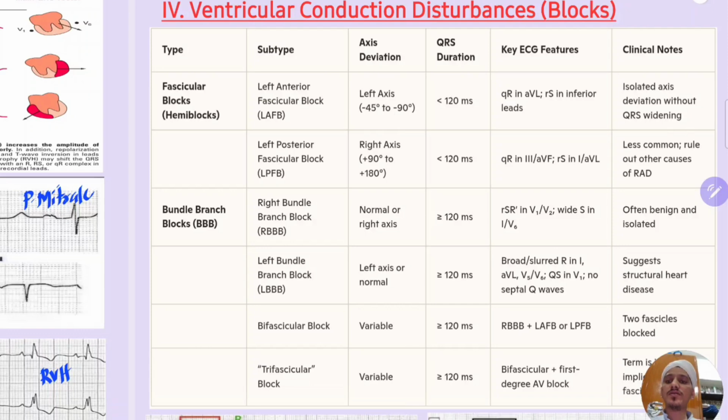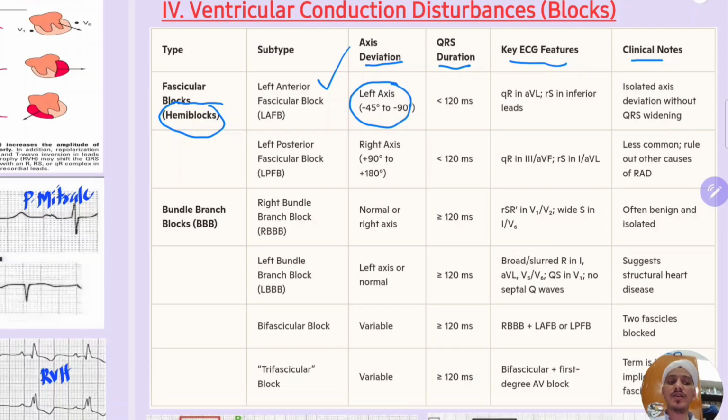Coming to the fascicular blocks, also known as hemiblocks, half blocks. First is left anterior fascicular block, where the left anterior fascicle of the left bundle branch is blocked. Here are the key ECG features and the clinical notes on that. I am making boxes because this is very easy to explain, and it takes less time. So there will be left axis deviation.